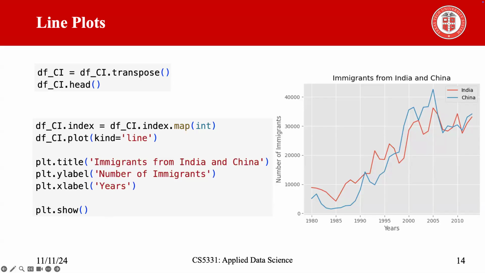So now in the figure, we get what we want, and we can observe that for the last more than 20 years, countries like China and India have similar immigration trends. This is what we want and what we get from this figure.